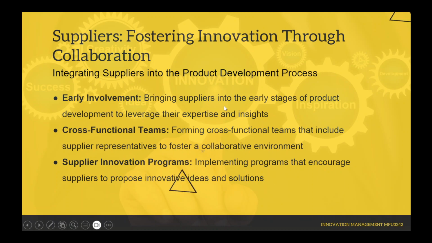Okay, by bringing suppliers into the early stages of the product, because they can give feedback, whether from the view of the part itself or the view of the features, they have some ideas on how to improve it. We can also use a cross-functional team that includes supplier representatives to foster collaboration.